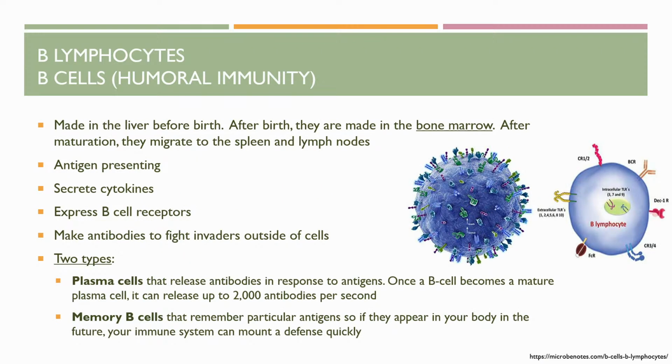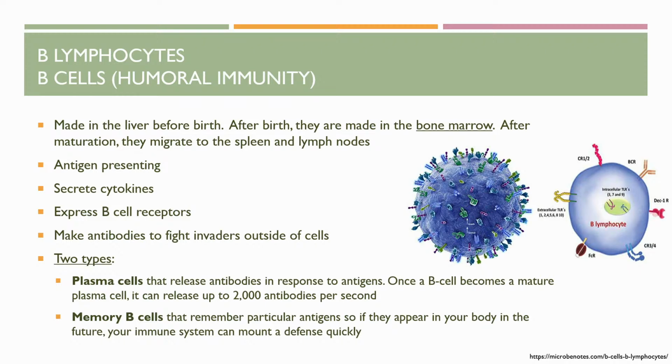So B cells are part of what we call humoral immunity. They are made in the liver before birth, and after birth, they're made in the bone marrow. After maturation, they migrate to lymph nodes and the spleen. These are antigen presenting, so they can also present antigens. They secrete cytokines, they express B cell receptors, and the main job of B cells to fight against infections is to make antibodies.